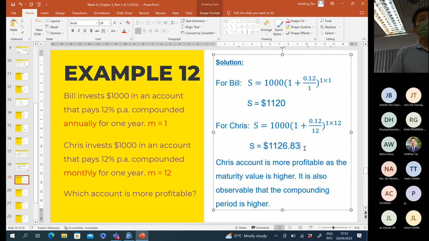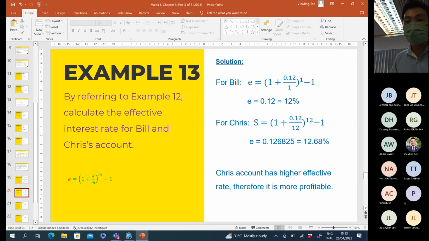So we can use the S formula when we know the P, right? But in some cases, P may not be given. If that's the case, we can compare the effective rate. We use the same case study, but now we compare the effective rate for both.